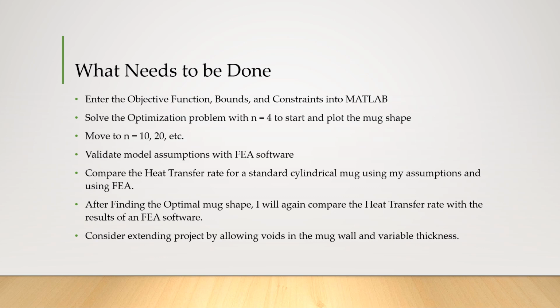I will validate the assumptions made in my model using an FEA software. I will compare the heat transfer rate for a standard cylinder mug using my assumptions and using an FEA solver. After finding the optimal mug shape, I will again compare my result for the heat transfer rate with the results of an FEA software. I will lastly consider extending the project by allowing voids in the mug wall or allowing a variable mug thickness.